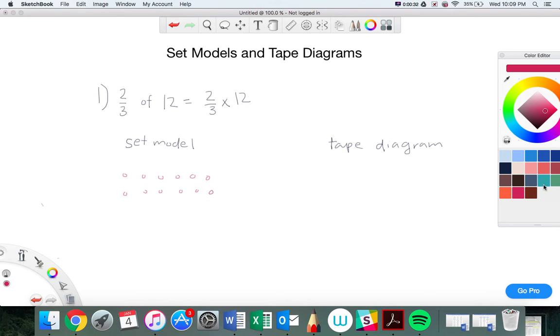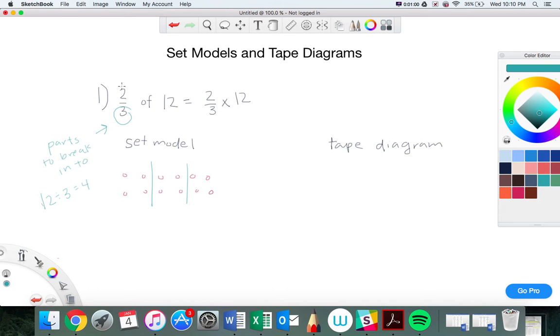Okay, so now I have my 12 dots drawn. And I'm going to use this denominator to tell me how many parts to break it into. Remember that when we're talking about fractions, they must be equal parts. So I'm going to take this 12 and divide it by 3 to give me 4. I know that each of my sections is going to have 4 dots.